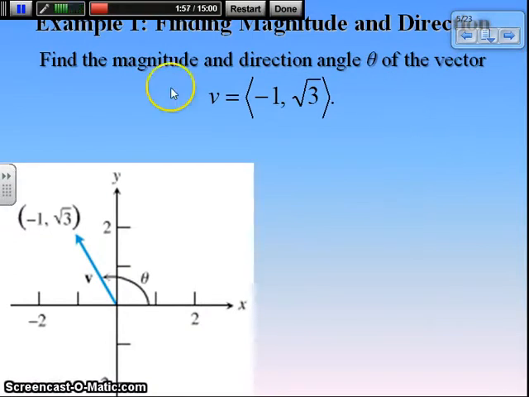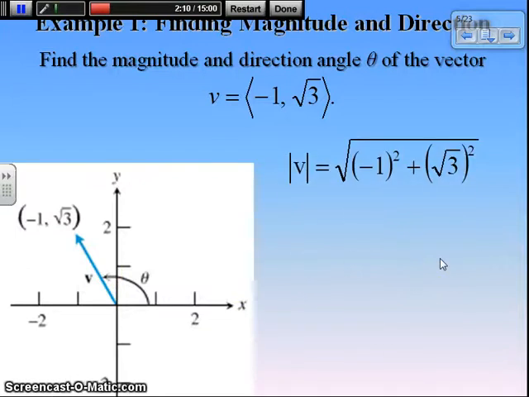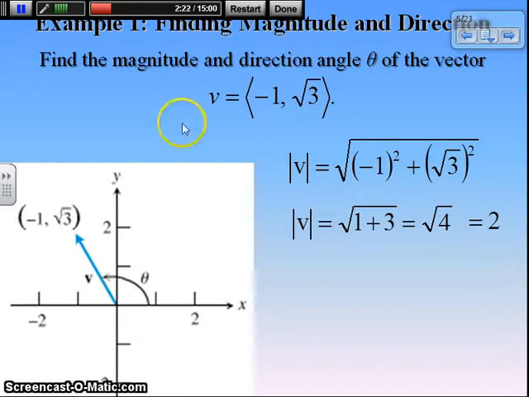Example 1, finding magnitude and direction. Our job is to find the magnitude and directional angle of this vector here. So how long is this blue line, and measuring from the positive x-axis, what is this angle right here? We start with the magnitude, radical A squared plus B squared. Certainly nothing real difficult about this. That's going to be 1 plus 3 is 4, which the square root of 4 is 2. So if you were to take out a ruler and measure that, that is going to be 2 units long.